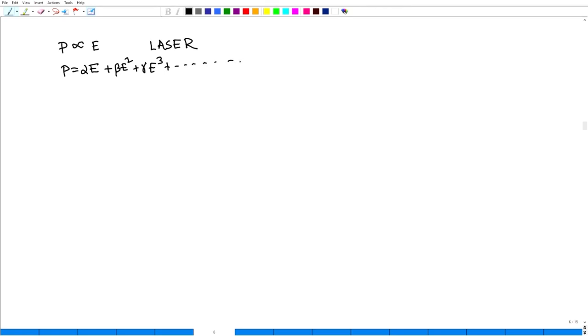Okay, so when P is proportional to alpha E, then we call it linear. But when P is not proportional to E, we call it non-linear. So some molecules are there whose polarizability varies non-linearly in presence of a laser light.